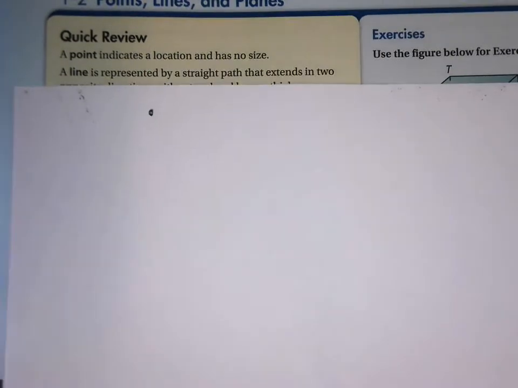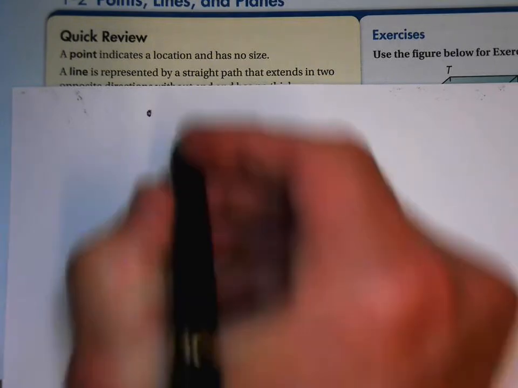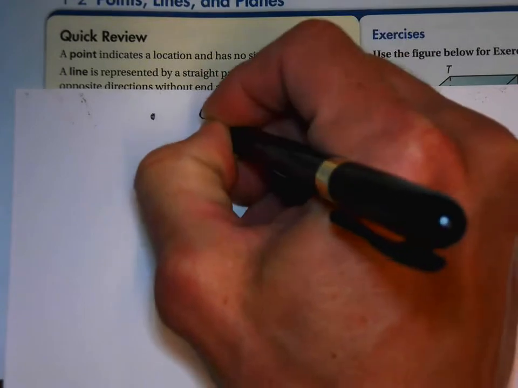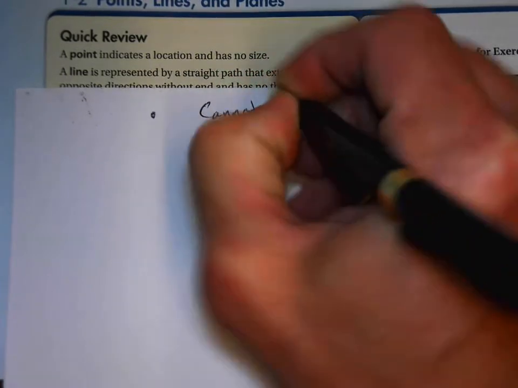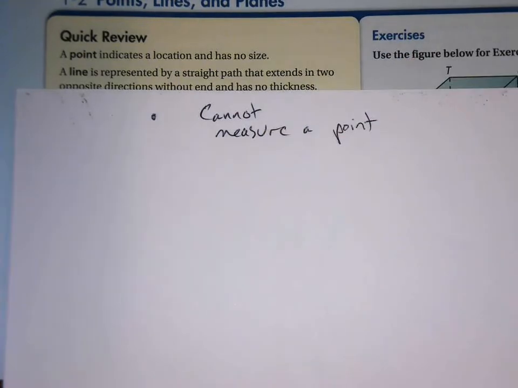Ta-da! Point. Now this particular point looks like it has shape, like a circle. But that's not exactly what a point is, because a circle has a shape. A circle has a measurement. A point has no measurement. You can't measure a point because it's just a location. So this particular dot actually has a measurement, but we're just going to use it.